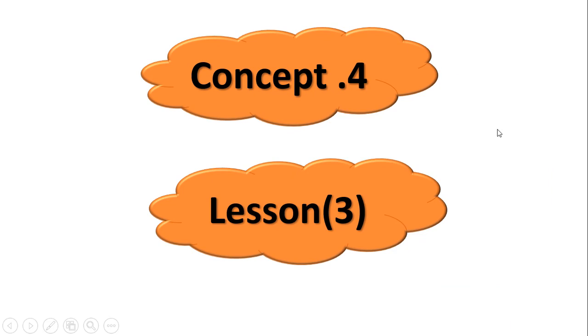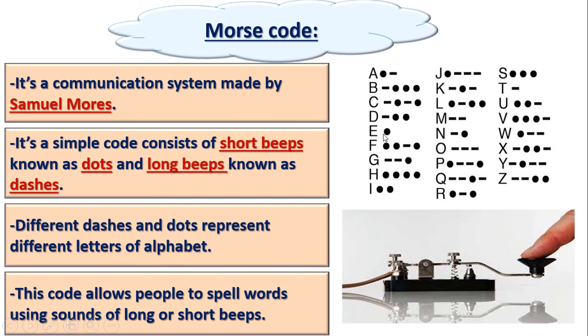Super excellent. Now let's start lesson number 3 on concept number 4, which is also talking about the codes. Today we are going to talk about Morse code. What is Morse code? Morse code is a communication system made by a man called Samuel Morse. It's called Morse code. So Morse code is a communication system.